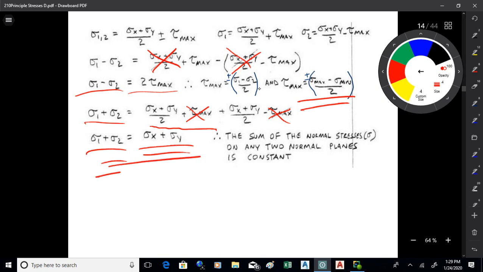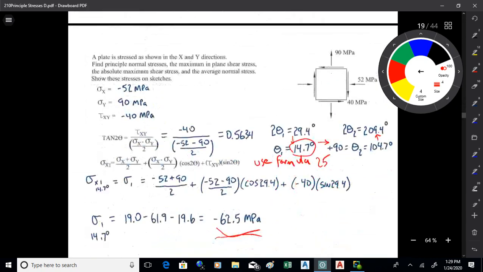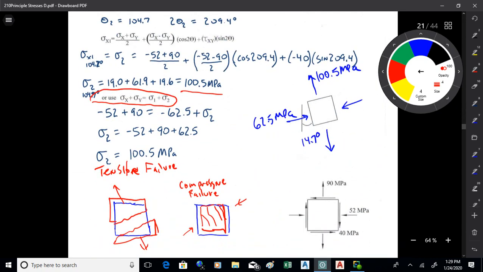So what this one here means is instead of running that equation a second time, we can just use this equation right here. If you know sigma 1 or 2, and you know, of course, sigma x and y, you can find the other. So if you know sigma 1, you can find sigma 2 using that equation, okay? So that's a quick way to get one principal stress when you already have the other. That's equation 31.